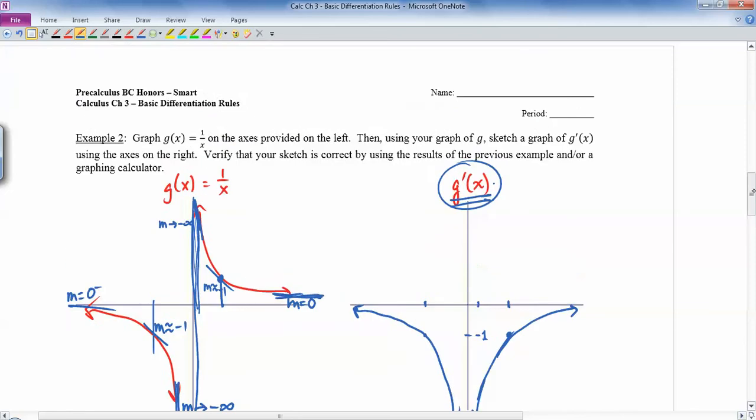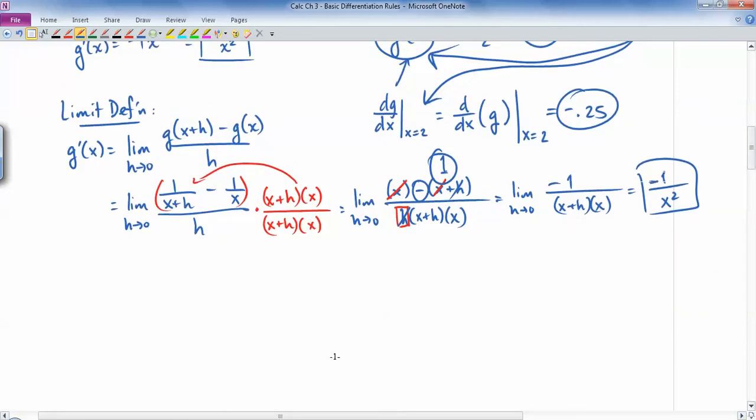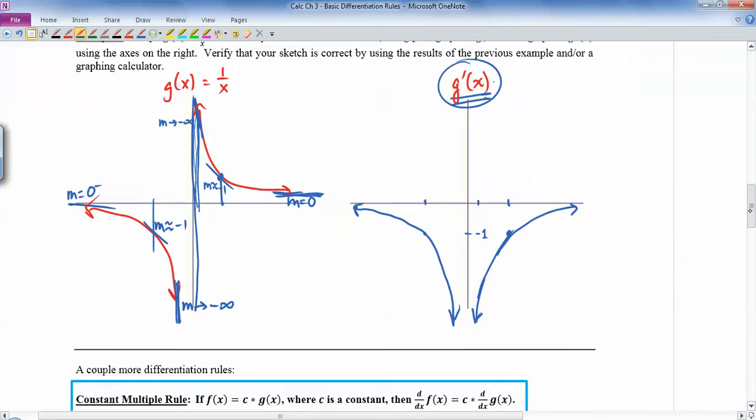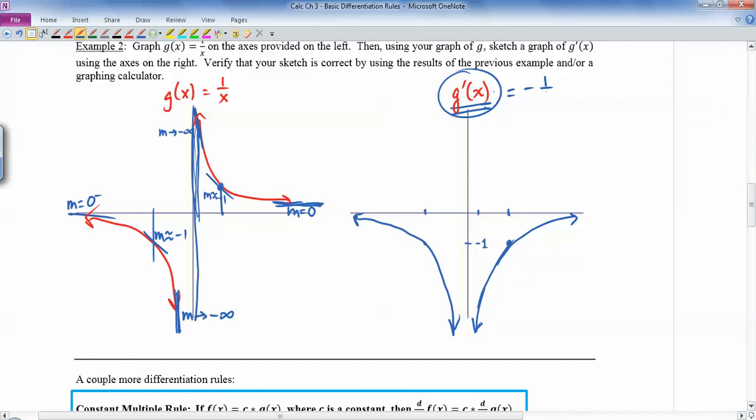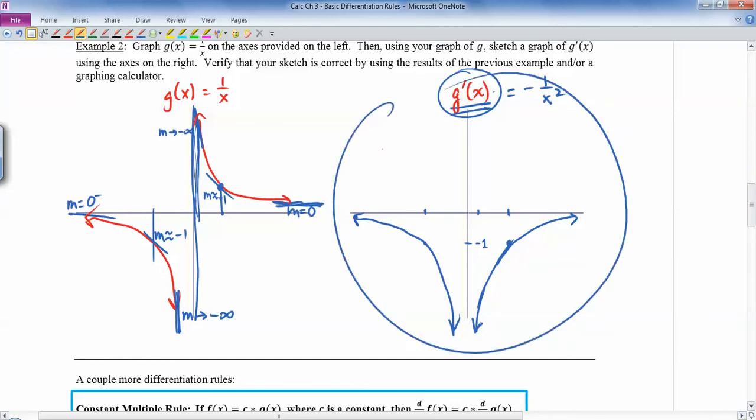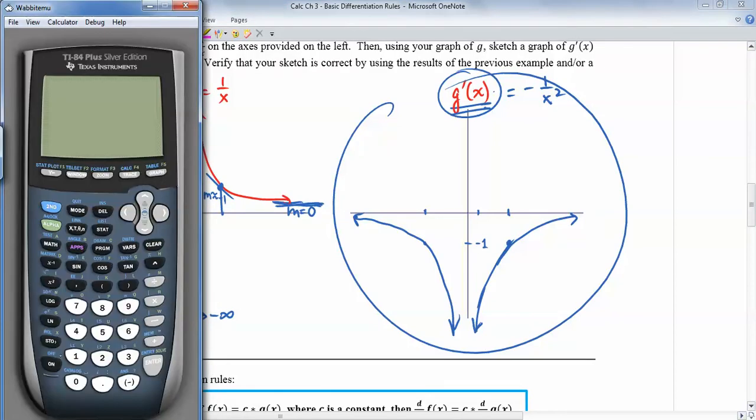And if you go back up and take a look at the previous example, we got -1 over x squared. Well, if I graph -1 over x squared, this is what it looks like right here. Okay. And I'll show you a trick for that. Now, if I go to y equals, we actually have plotted 1 over x. If you knew the derivative was -1 over x squared already, you could just graph it. But if you didn't, you could do this.